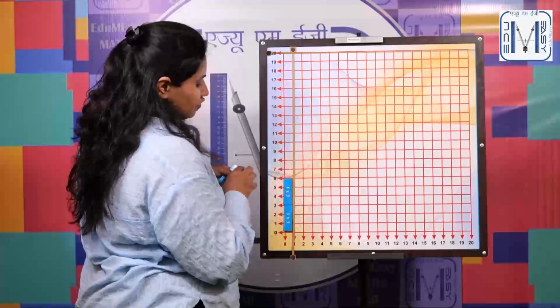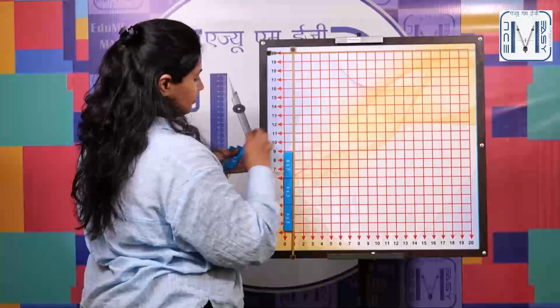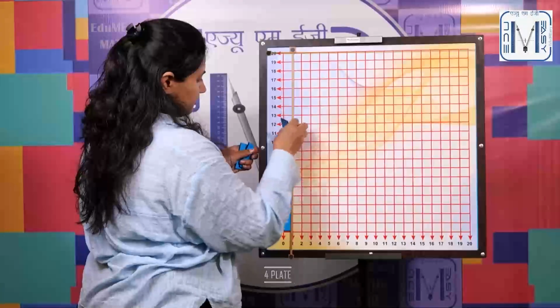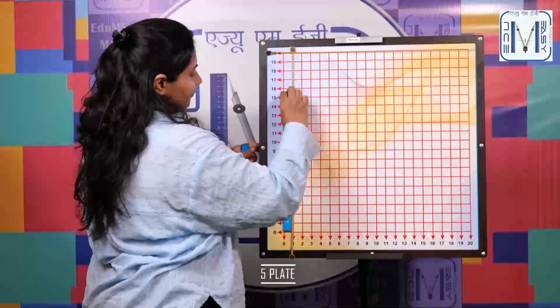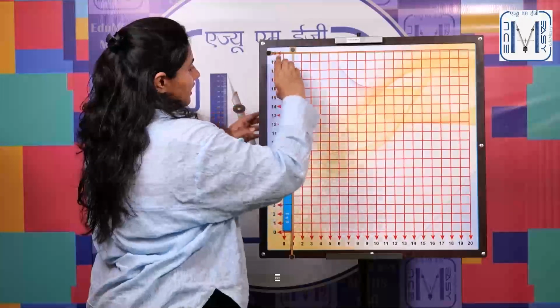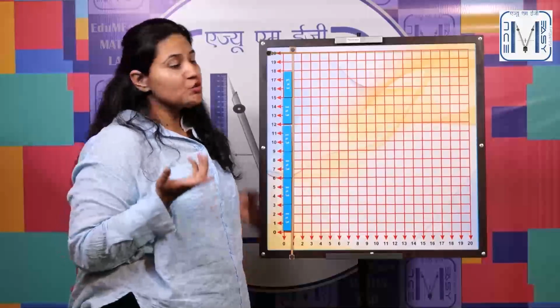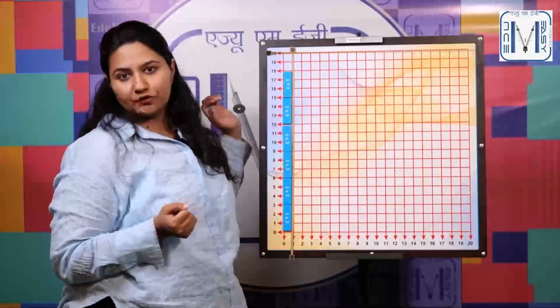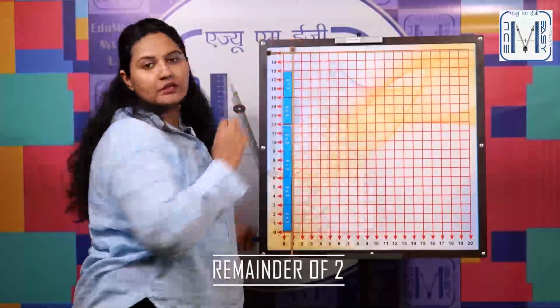1 plate, 2 plate, the third plate, 4th plate, 5th plate, and the 6th plate. Now as you can see, only 2 blocks are remaining, so I cannot put a 1/3 plate over here. So we can say 20 divided by 3 is 6 with a remainder of 2.